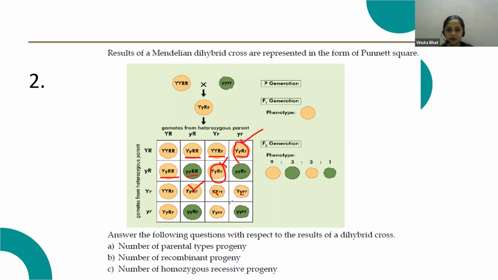This one is for a single character, and this one, and not this one. So total heterozygous for both the characters.